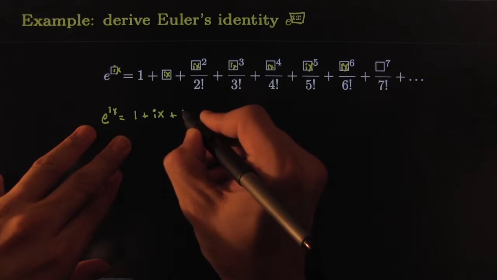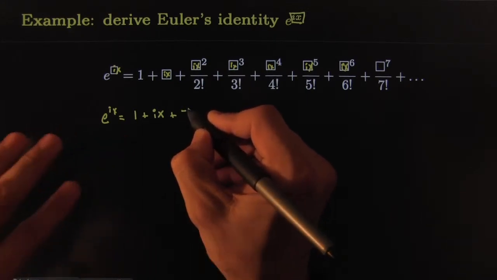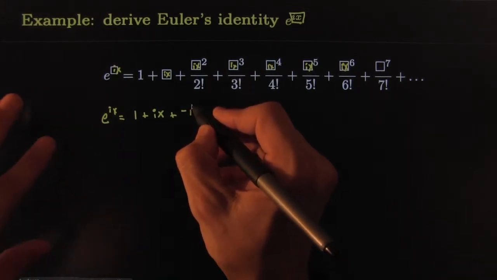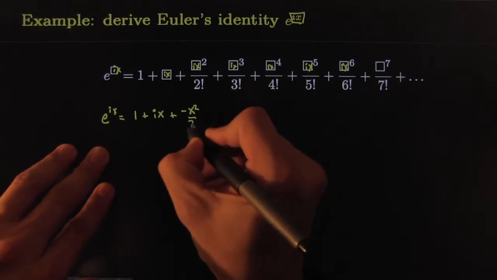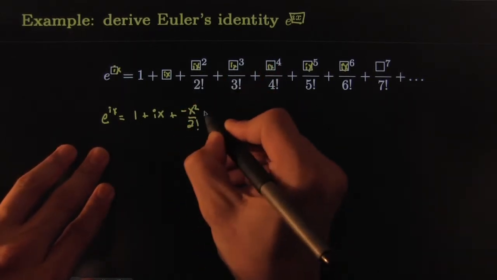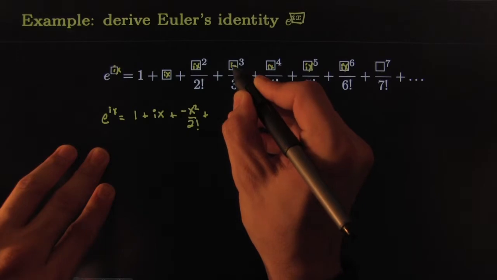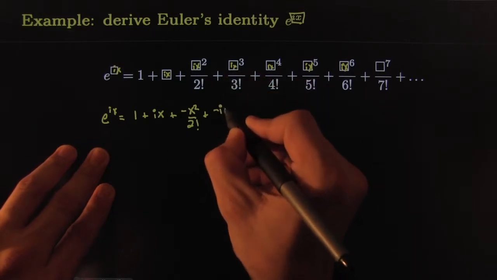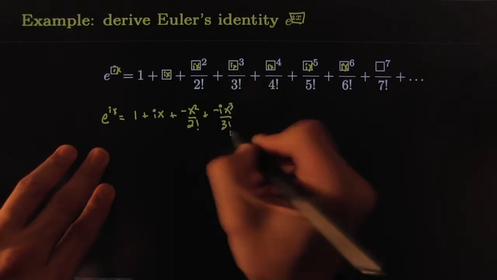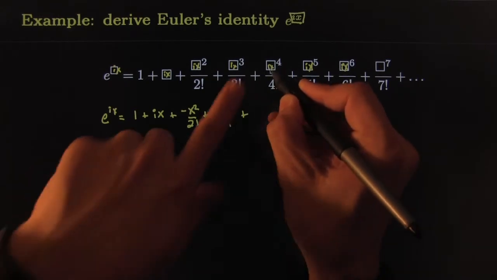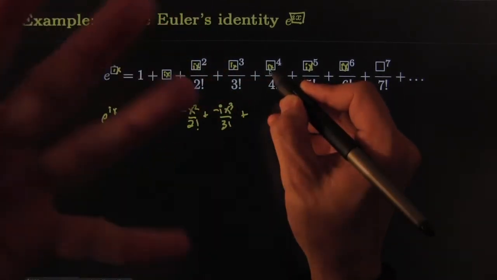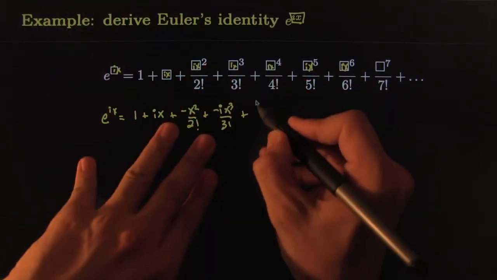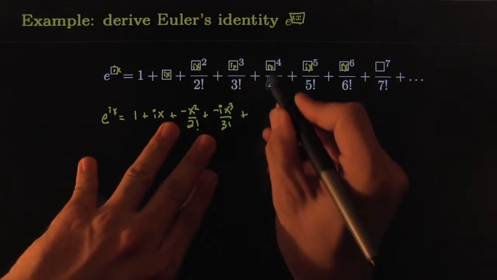That would give you negative x squared, of course, because i times i is negative 1. Plus, this is i times i times i, that's negative i, x to the third over 3 factorial. Plus, this would be i times i times i times i, 4 i's. That's what they used to call me in high school. That would give you just 1.